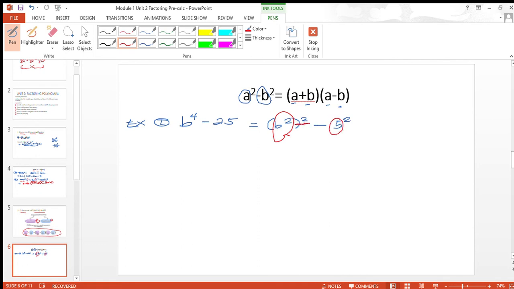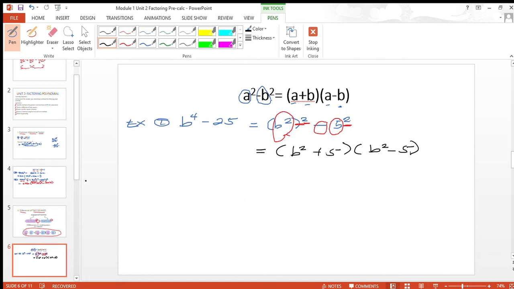Both are perfect squares and the sign between them is subtraction. Therefore, it is a difference of two squares. And if it is a difference of two squares, according to the rule, this will have two factors involved. We just get the first term plus the second term multiplied by the first term minus the second term. So there you have it. That's the difference of two squares.